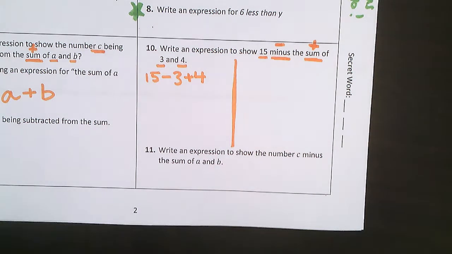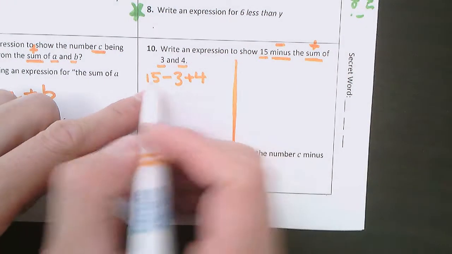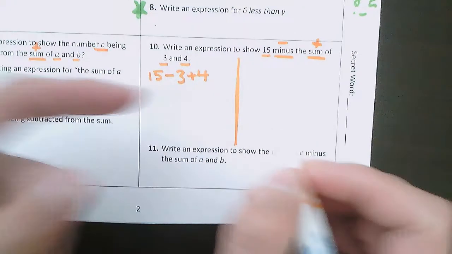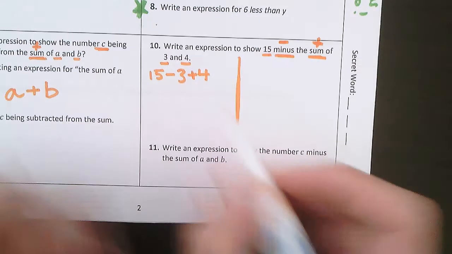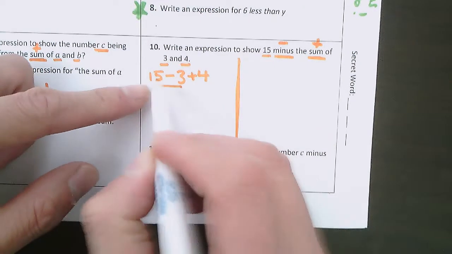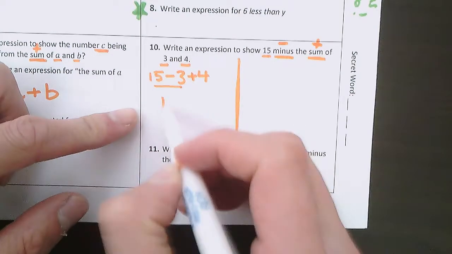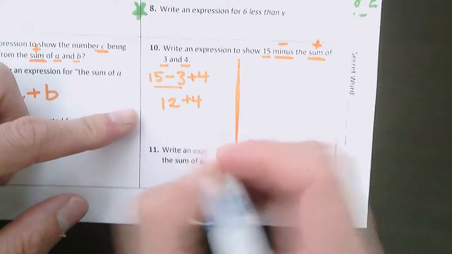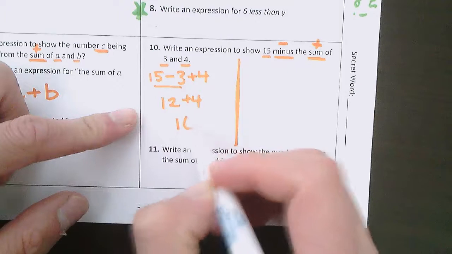However, if you remember, our order of operations would tell us when there's addition and subtraction, we go left to right. So this would mean that we would do 15 minus 3 first. 15 minus 3 is 12. We have the plus 4. And then 12 plus 4 would give us 16.